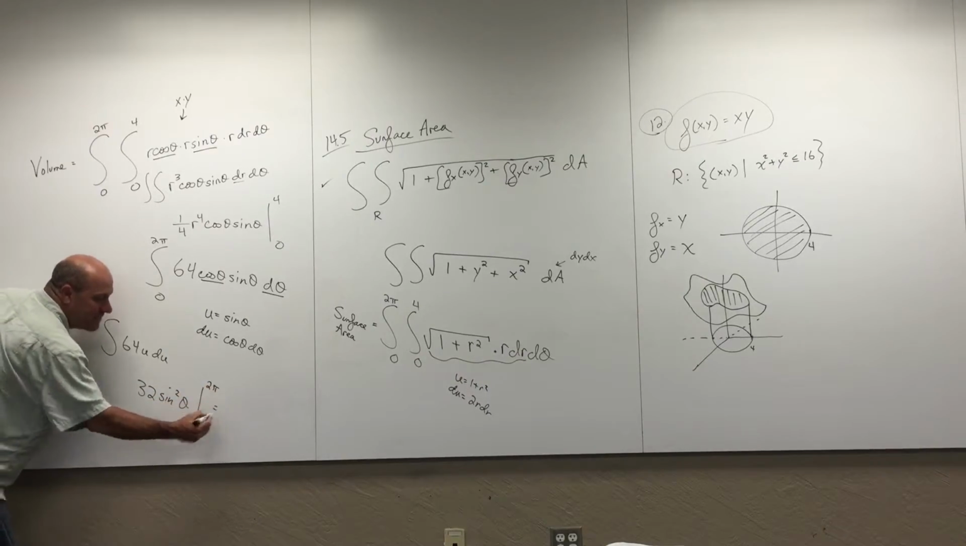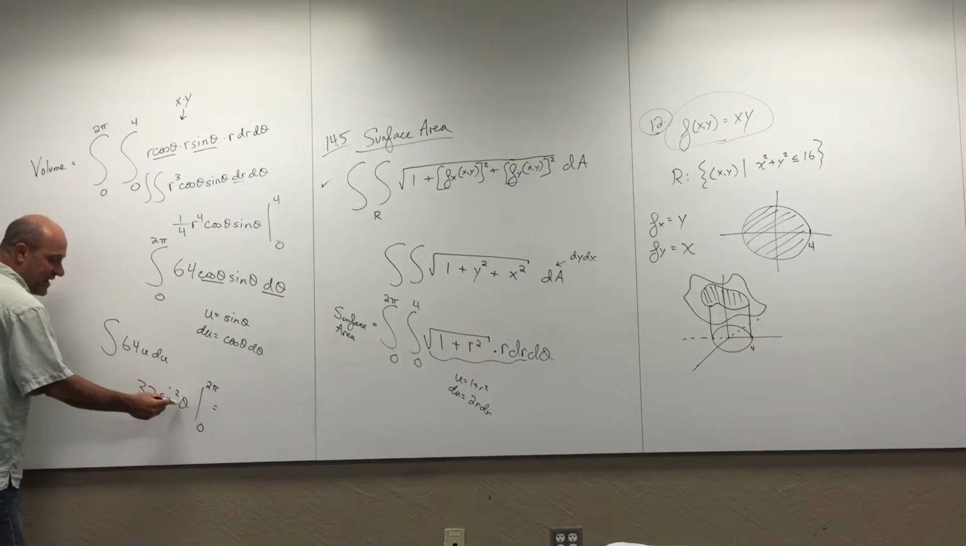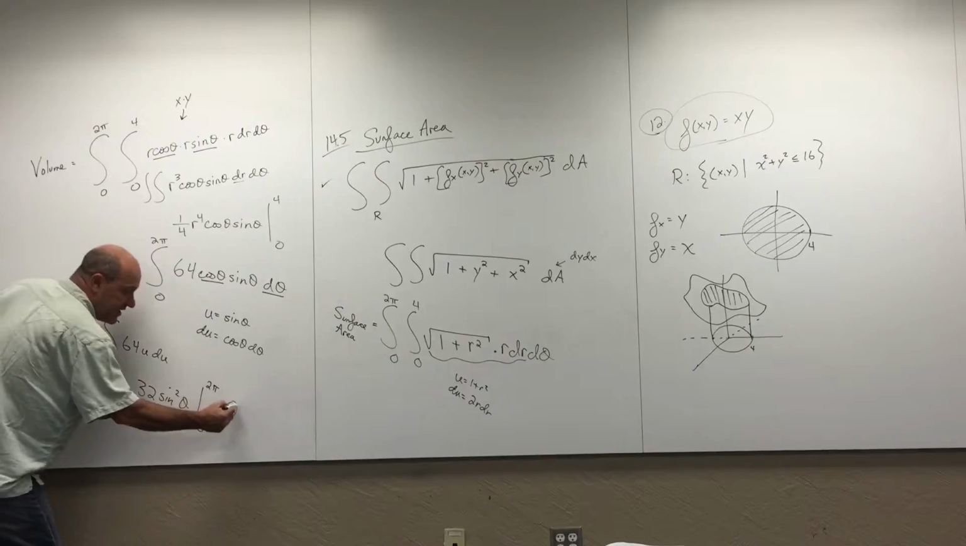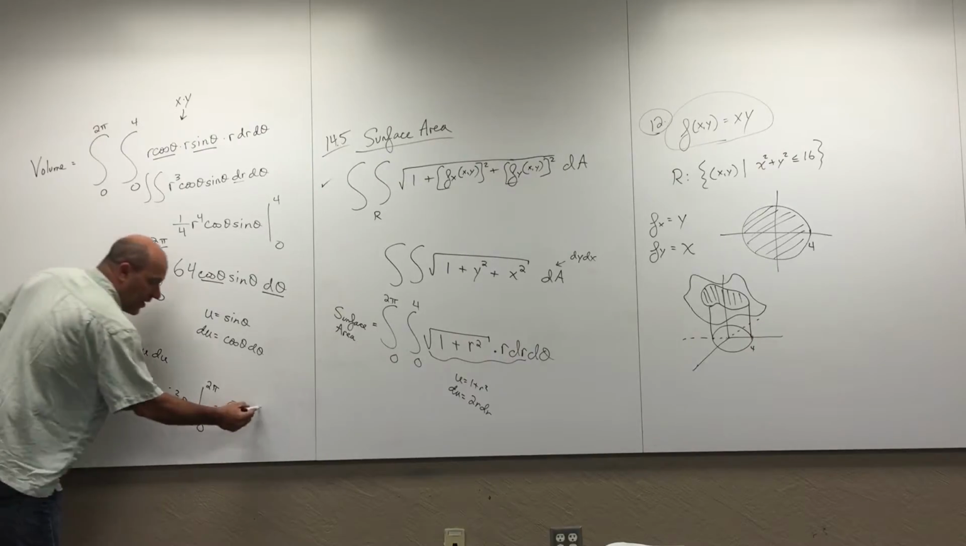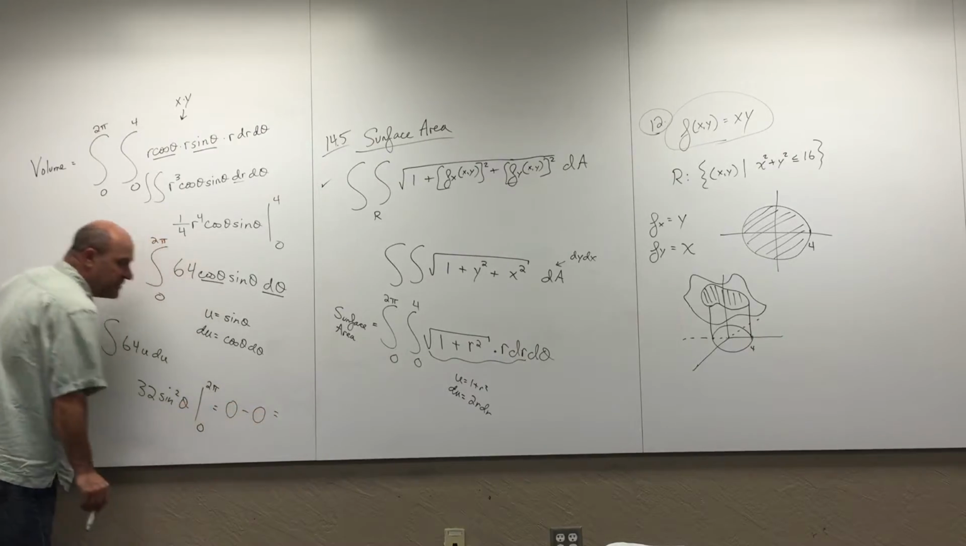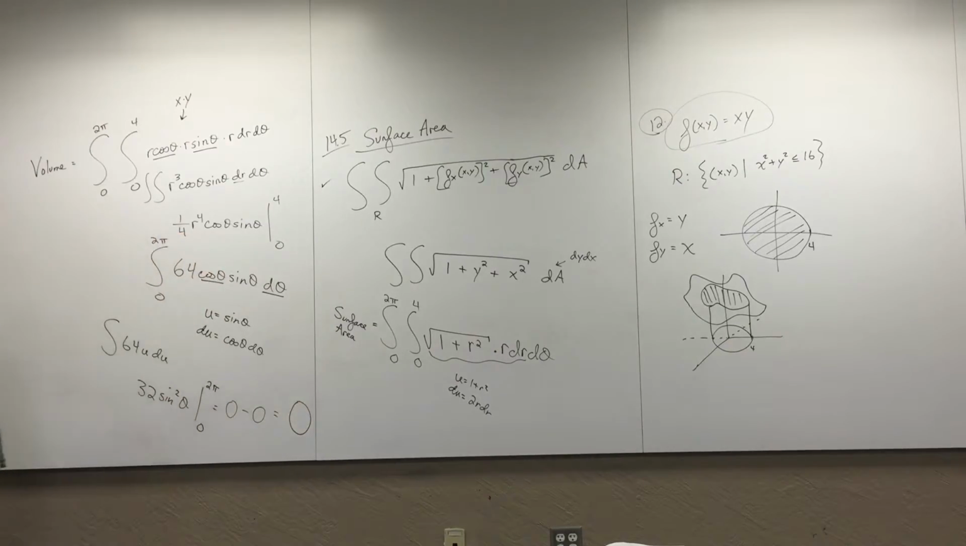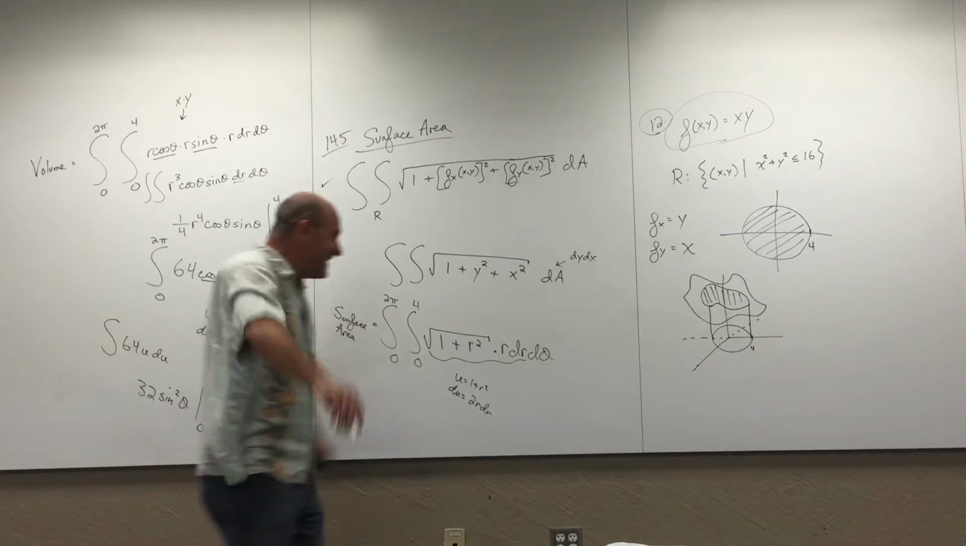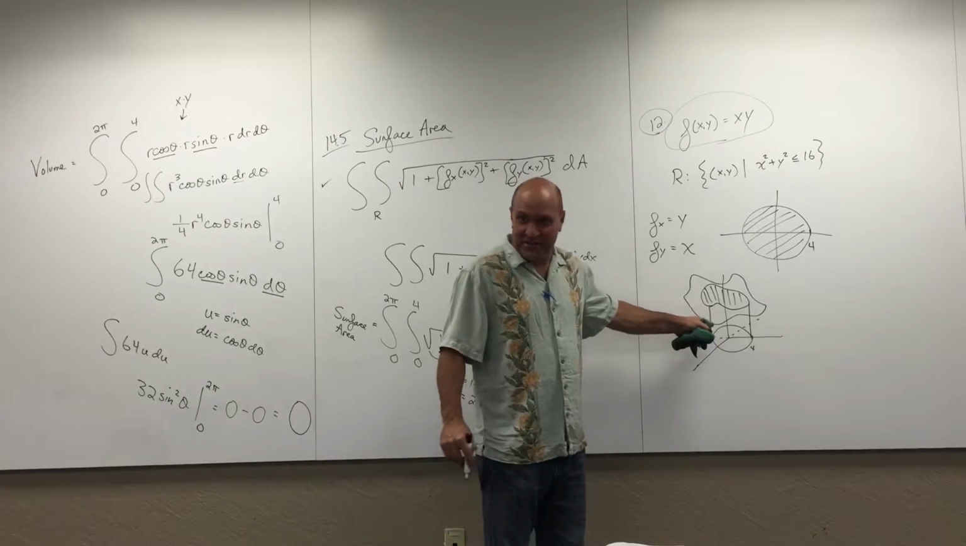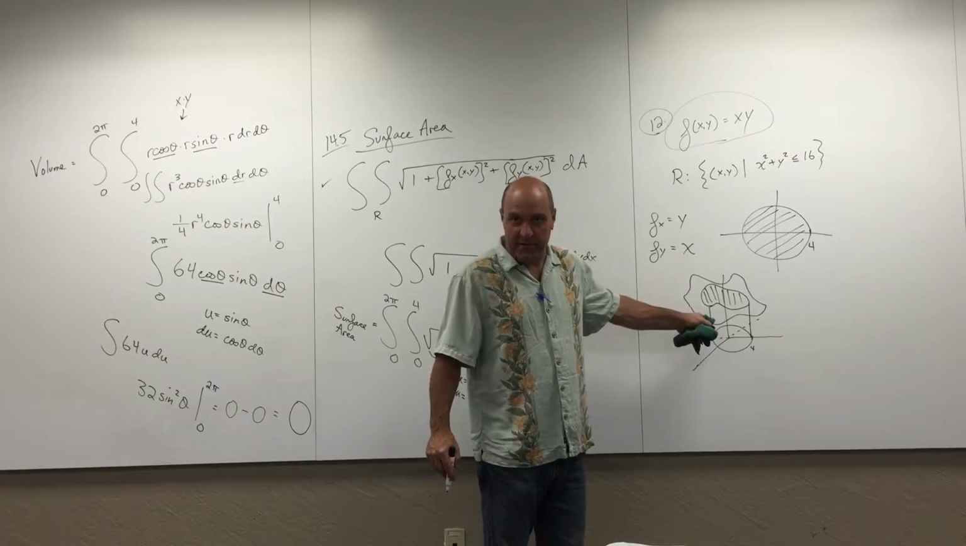This is the funny part. Plug in a 2 pi and you get 0. Plug in a 0 and you get 0. Damn it. How much volume did we just get? 0. Does that make any sense? 0 volume? Not according to that picture. Yeah, good. Not according to the terrible picture. Yep, it is a terrible picture.